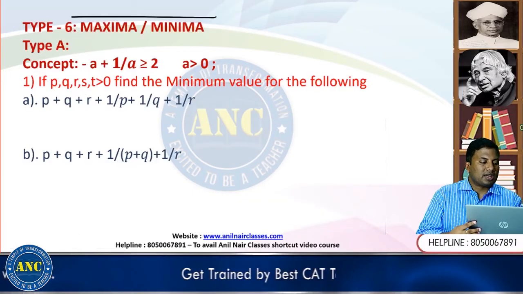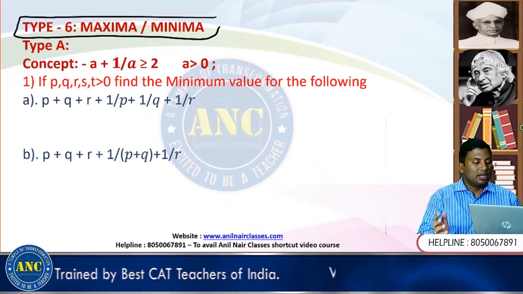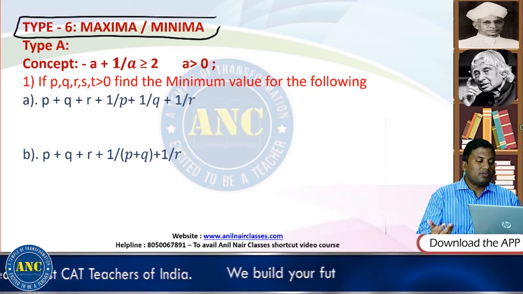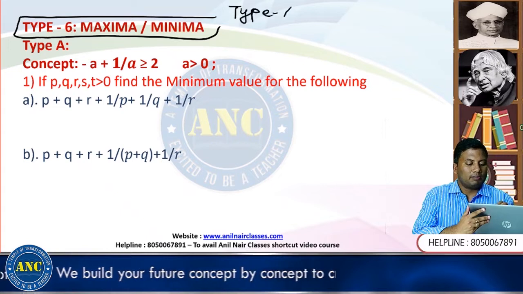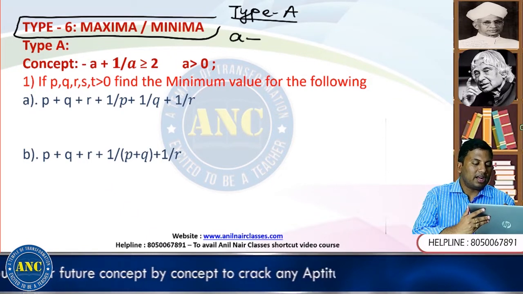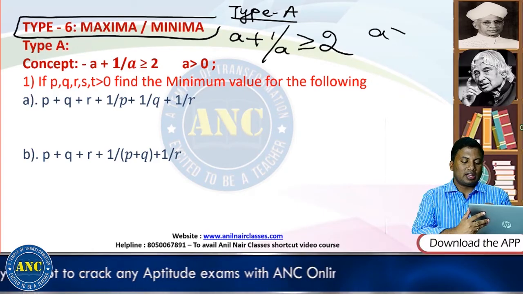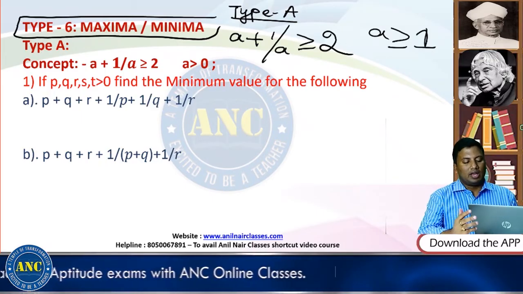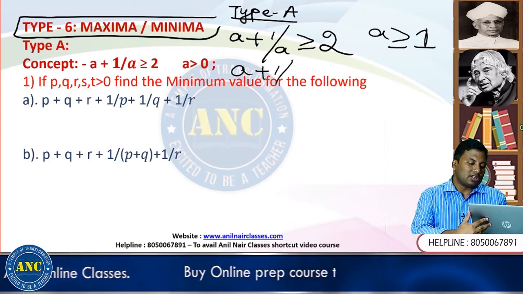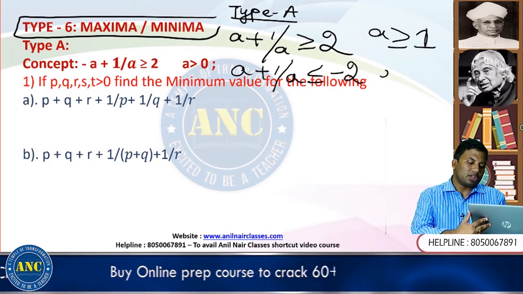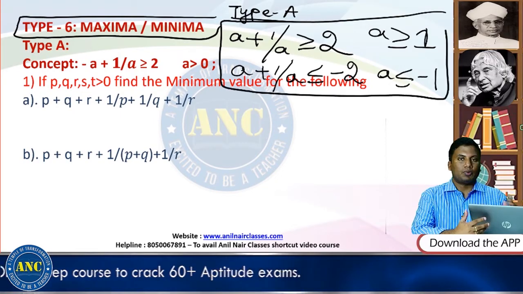Now type 6, maxima and minima. Very important type. I also wrote the note above so that you will understand which model I am using. First note, type A: always remember, a variable and its reciprocal, the minimum value is always 2 as long as A is greater than or equal to 1. They both will be equal at that point. A variable and its reciprocal, the minimum value is minus 2 when A is less than or equal to minus 1. Please make a note of this point.